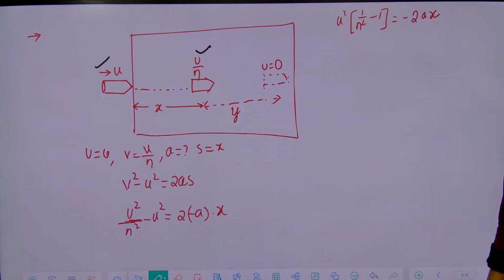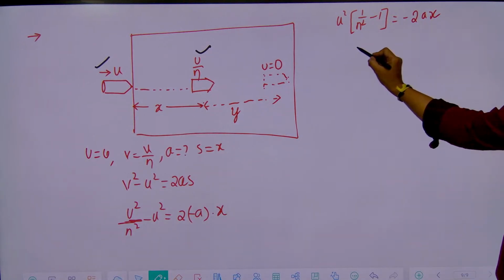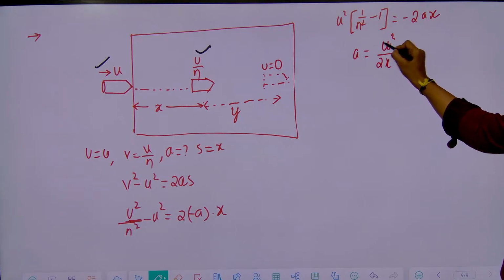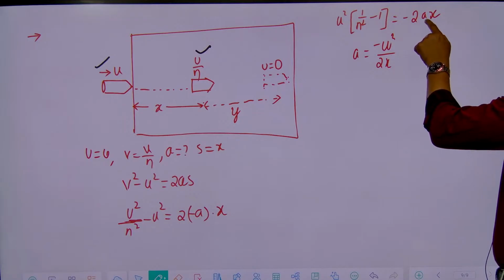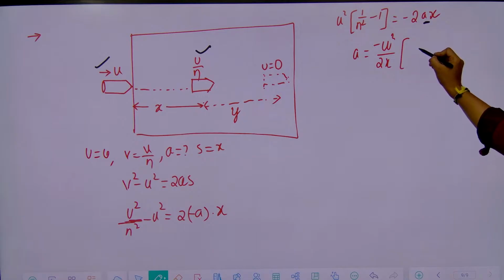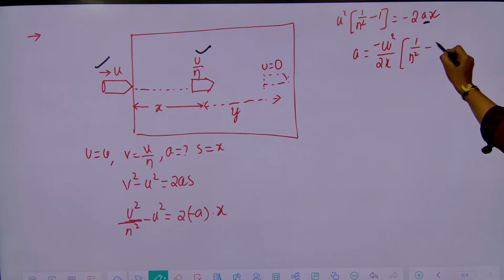Can I write like this? Then bring this to the left hand side. Then acceleration a is equal to u square by 2x, keep a here, and bring the remaining things to the left hand side. Are you clear? Then minus u square by 2x into 1 by n square minus 1.